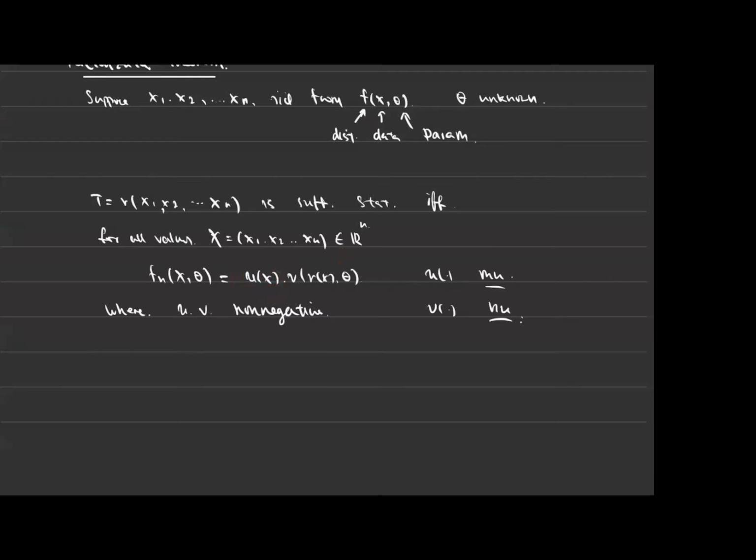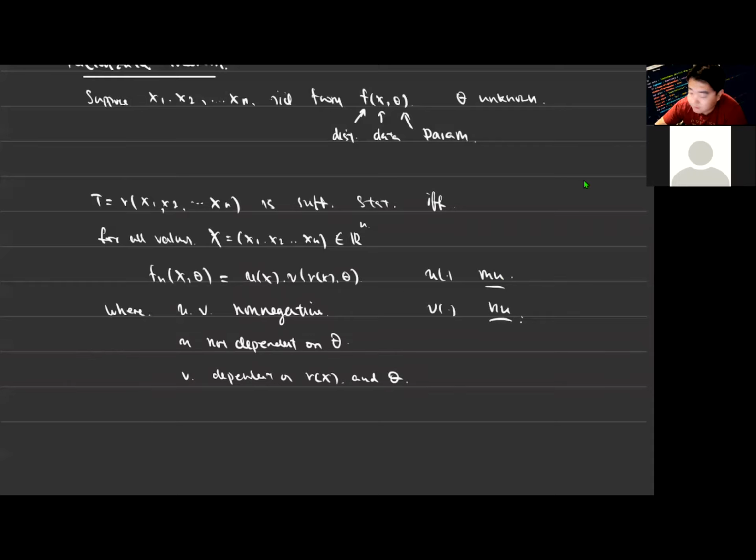We say mu is not dependent on theta. All right. And the second term, obviously, can depend on r of x and theta. All right. Oh, let me open my screen. So, all right, there we go.